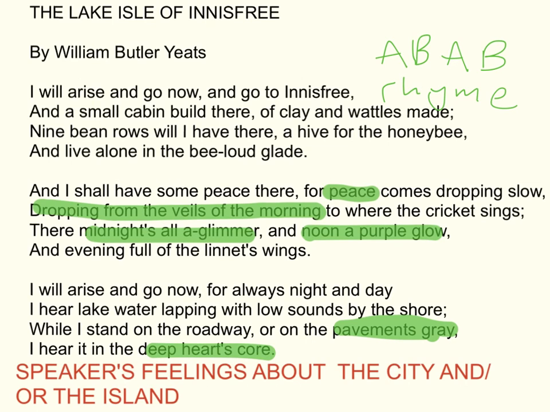We've got the AB rhyme scheme. That seems to be fixed throughout this poem. We'll comment on that in a minute. We've also got the idea of peace dropping from the veils of morning, a nice metaphor we can also analyse later. Midnight's all a glimmer, noon's a purple glow. These are nice metaphors too. And at the end we've got that imagery, the pavement's grey and deep heart's core, which is also a metaphor.